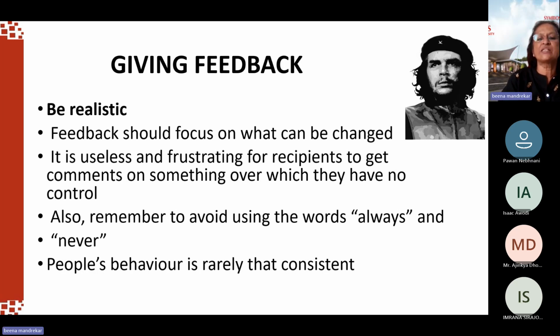It is useless and frustrating for recipients to get comments on something over which they have no control. Feedback should focus on what can be changed.